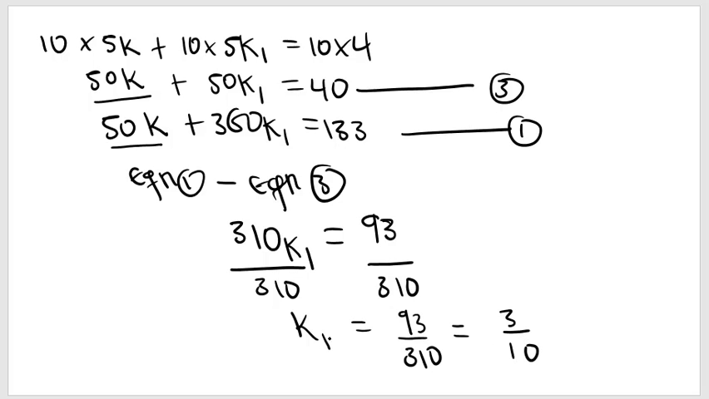If my k1 is equal to 3 over 10, then I have to use this value to get the value for k as well. So I'm going to substitute k1 being equal to 3 over 10 into any of the equations above, either equation 1, equation 2 or equation 3. Okay, so now I want to substitute this k1 into equation 2.